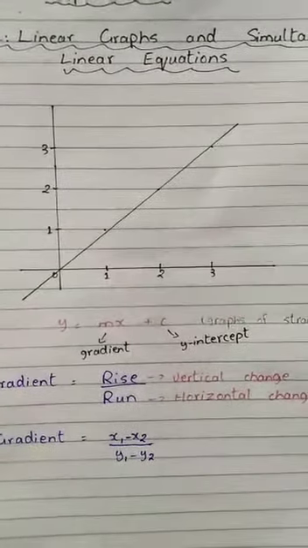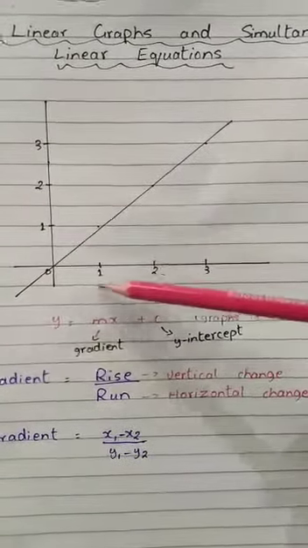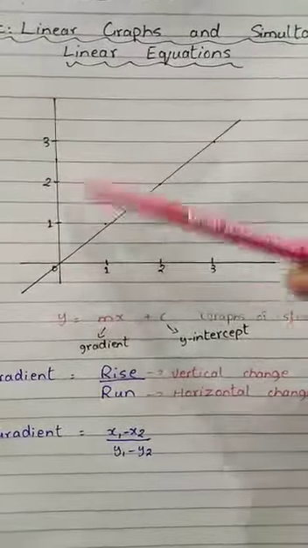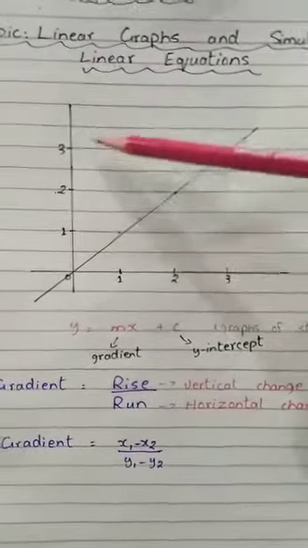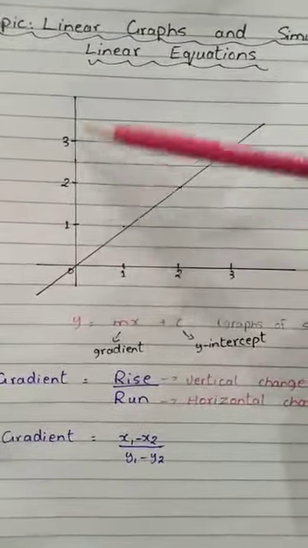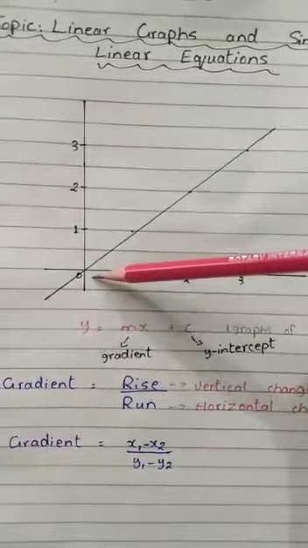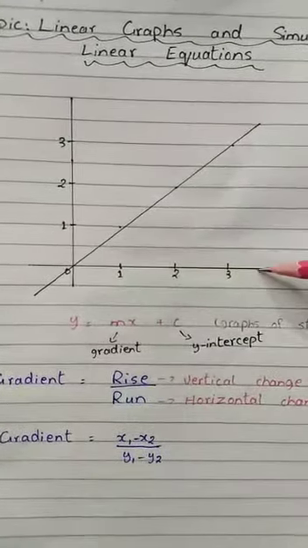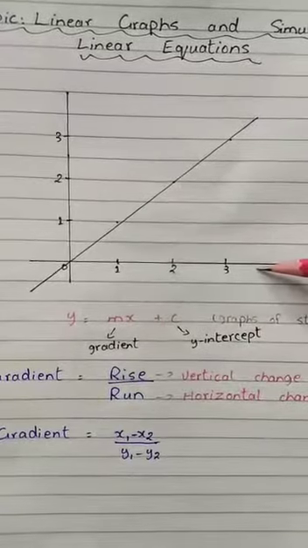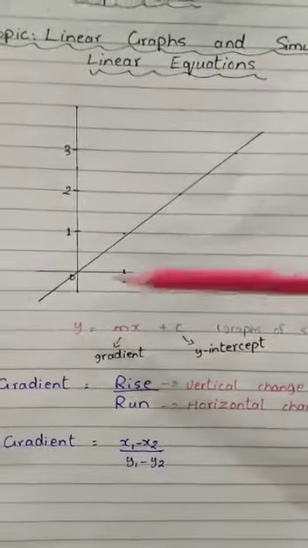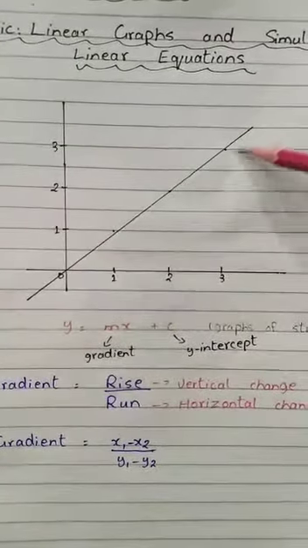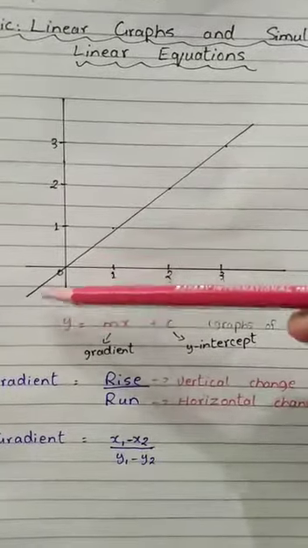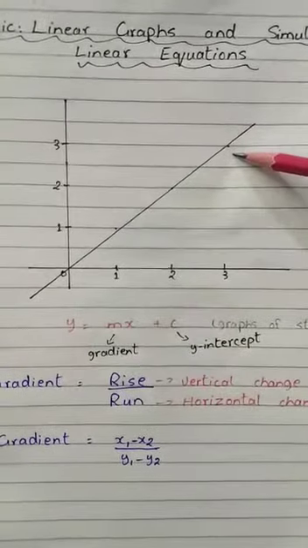So suppose this is a graph. There are 3 values on the x-axis and 3 values on the y-axis. We know this is a vertical line, so we can say this is called the vertical change, and this is a horizontal line, so we can say this is called the horizontal change. Clear? And this is the line of y = mx + c. This is a straight line.